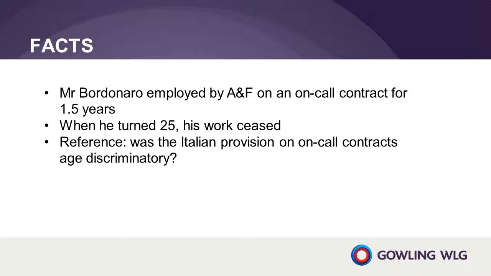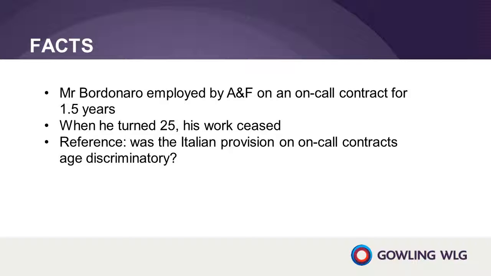So in this particular case with Abercrombie and Fitch, the employee had been employed by them on an on-call contract for around 1.5 years. And when he turned 25, he was no longer included in the work schedule. So up until that point, he'd been given fairly regular work. And after inquiring about this by email, he was told his dismissal had occurred due to the fact that he'd turned 25. So he no longer complied with the conditions for the intermittent contract as laid down by Italian legislation.